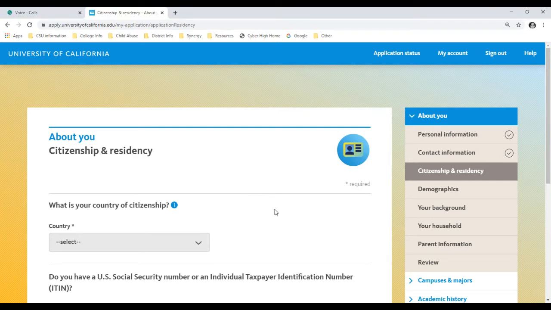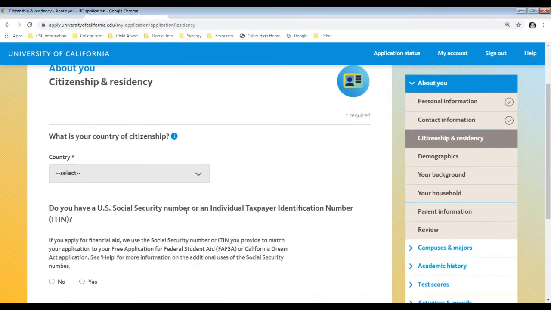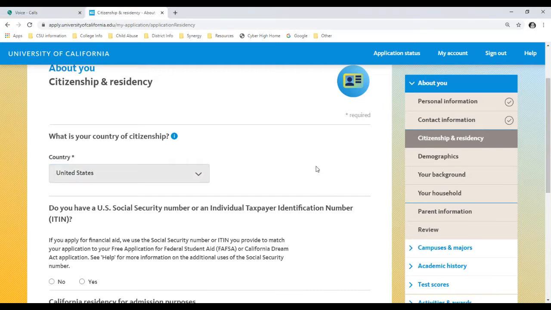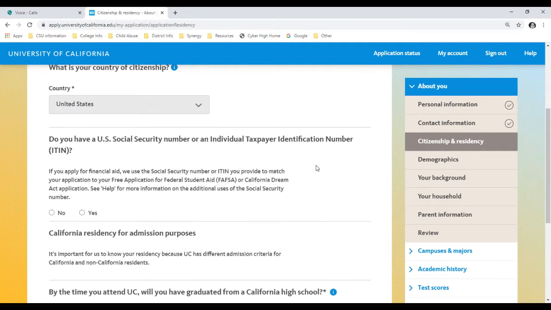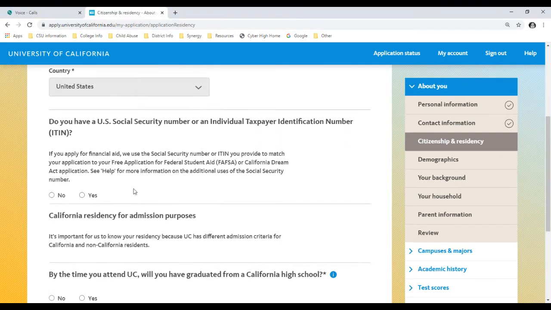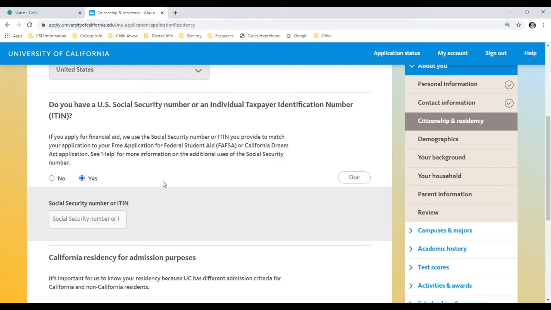Okay, so about you, citizenship and residency. So what is your country of citizenship? So most of you, it will be the United States. If you were not born in the US and you're still not a US citizen, you can put a different country there. Do you have a US Social Security number? So here I am going to put yes. And actually in this area, if you have a DACA number or an ITIN number, you can use those numbers here too. Okay, so I'm just going to put numbers.